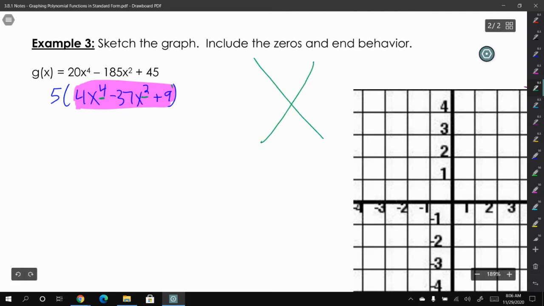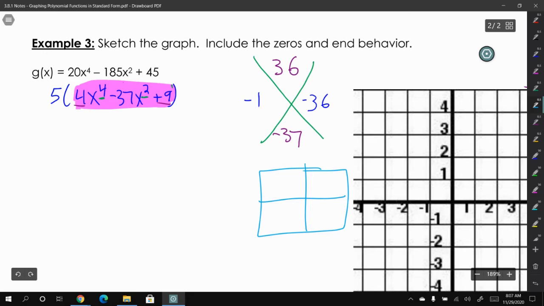So we're going to do the same thing, x, and two numbers that multiply to 4 times 9, which is 36, but add up to negative 37. So two numbers that multiply to 36 but add to negative 37, that's negative 1 and negative 36. And then we go and do the box, and the box is going to look slightly different. We're still going to put 4x to the fourth in the upper left, the first term, and we're still going to put 9 in the lower right. What changes is what we're going to write in the other two boxes.